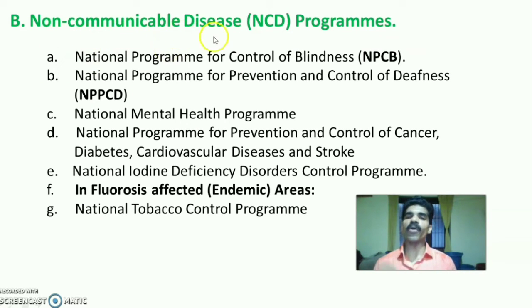Then non-communicable disease programs include the National Program for Control of Blindness, NPCB, National Program for Prevention and Control of Deafness, NPPCD, National Mental Health Program, National Program for Prevention and Control of Cancer, Diabetes, Cardiovascular Disease and Stroke, then National Iodine Deficiency Disorders Control Program. Then in fluorosis affected areas, fluorosis control programs, that is early detection of cases of fluorosis, and identification of any deformity due to fluorosis, etc.